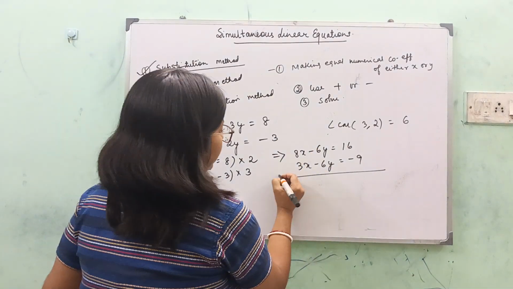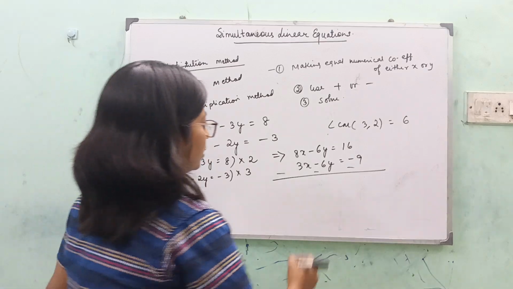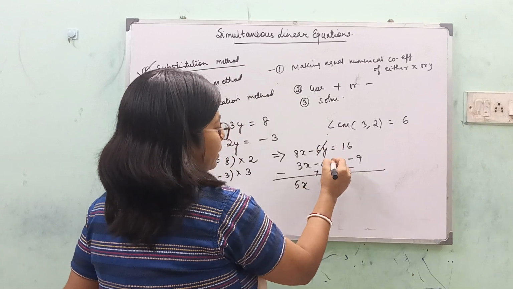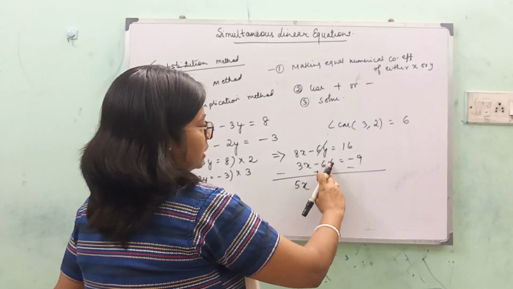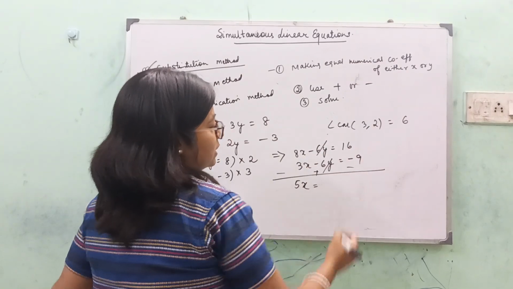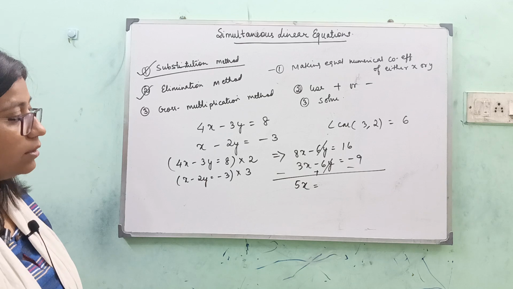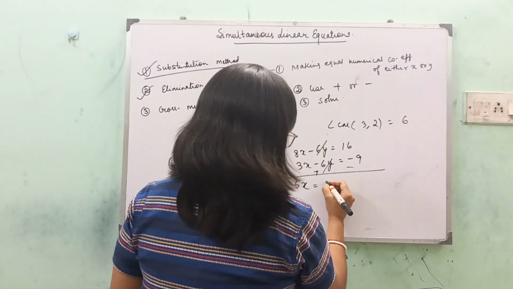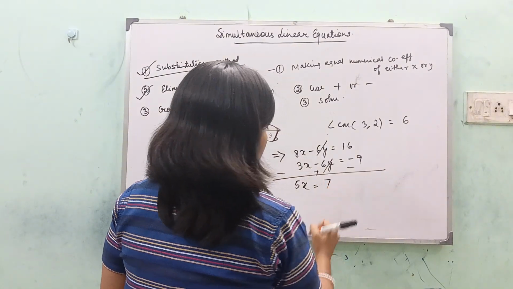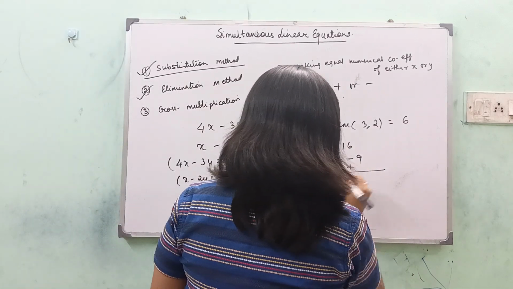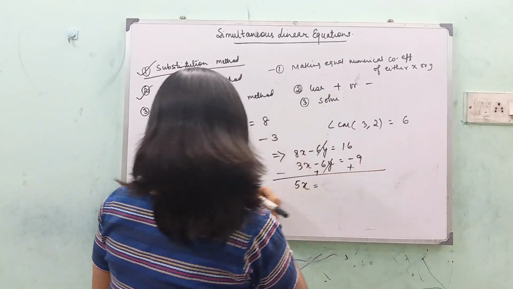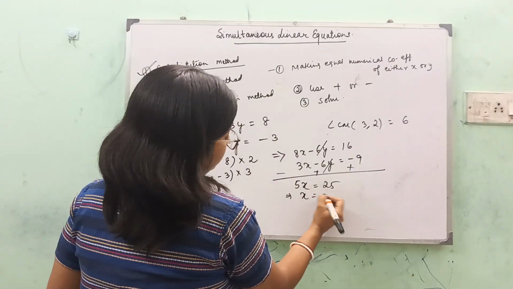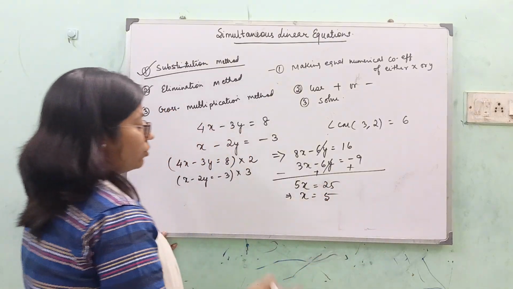We have to subtract. Subtract means all the signs will get changed. This becomes plus. So 8x minus 3x is 5x. Plus 6y minus 6y becomes 0. So this is plus 6y now and this is minus 6y, so 0. And it is 16 minus 9. Oh, this is plus, sorry. Minus minus becomes plus. That becomes 25. Alright. So x is equal to 25 by 5, that is 5. So we have got x as 5.